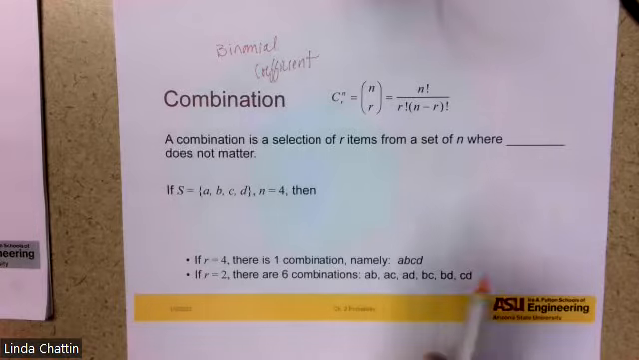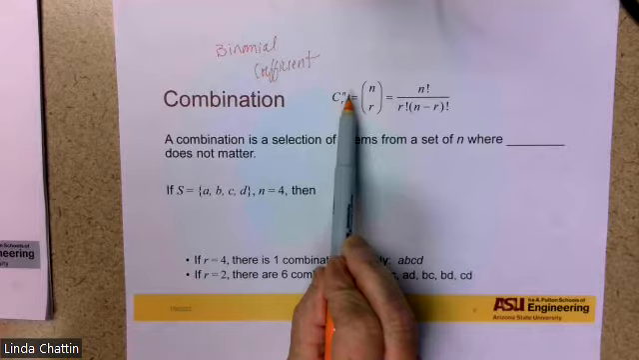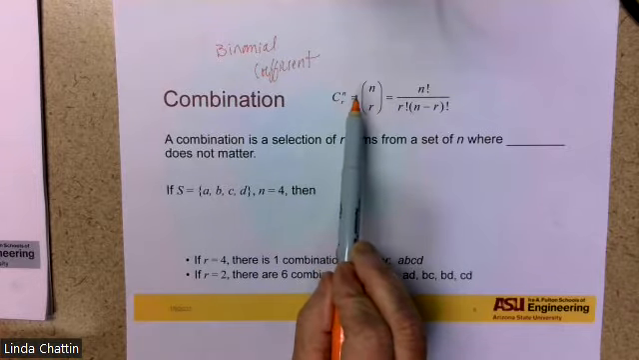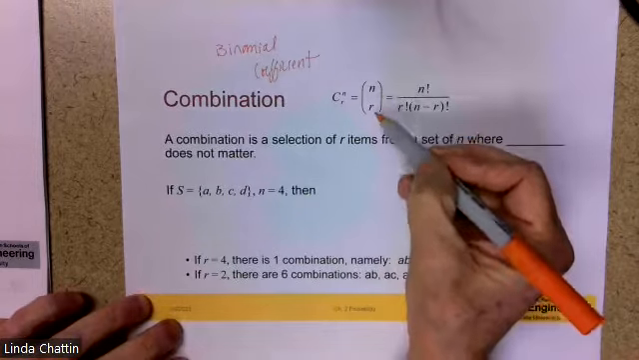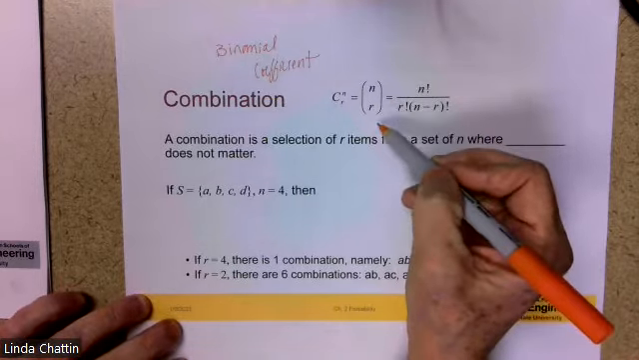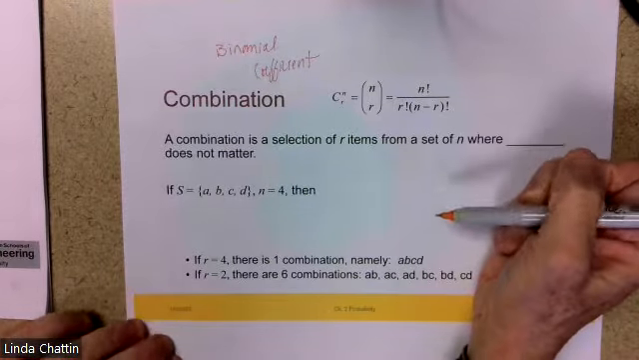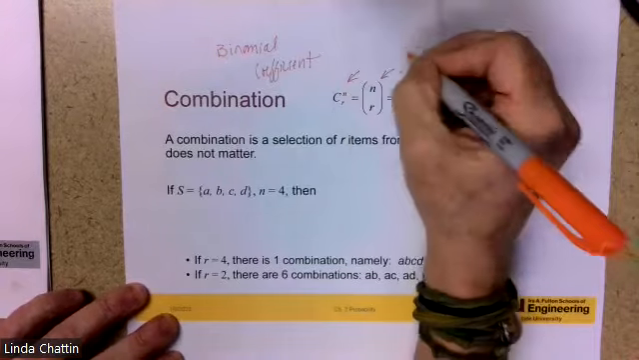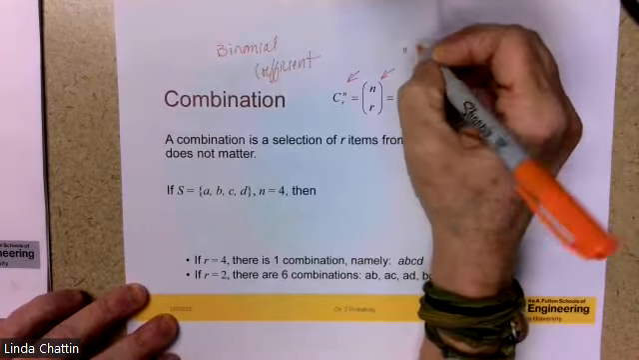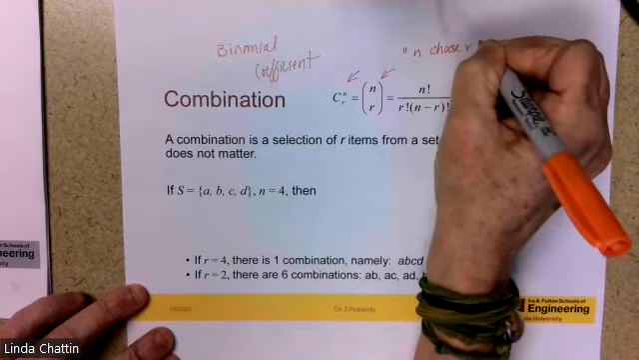So a combination sometimes looks like this. It's a C with N in the superscript, and then the subscript is R. The notation is N over R in parentheses. And this is what it looks like mathematically. When we see it like this or like this, we would typically say N choose R.